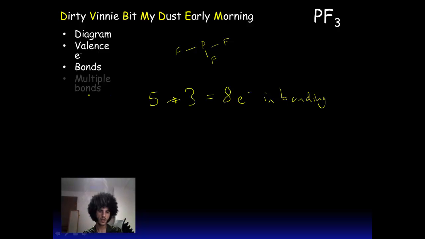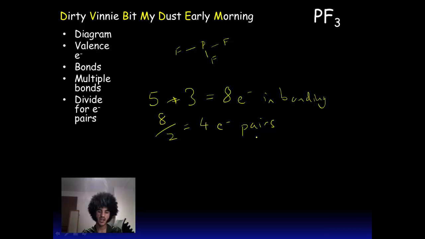My next step is multiple bonds. There are no double or triple bonds here, so I can ignore that step. Next up is to divide for electron pairs. So if I get my 8 from there, and I divide it by 2 again, that gives me 4 electron pairs. Okay, so I can now work out my electron geometry. This is my E for early. So P is here, 1, 2, 3, and 4. So my electron geometry, again, is tetrahedral.